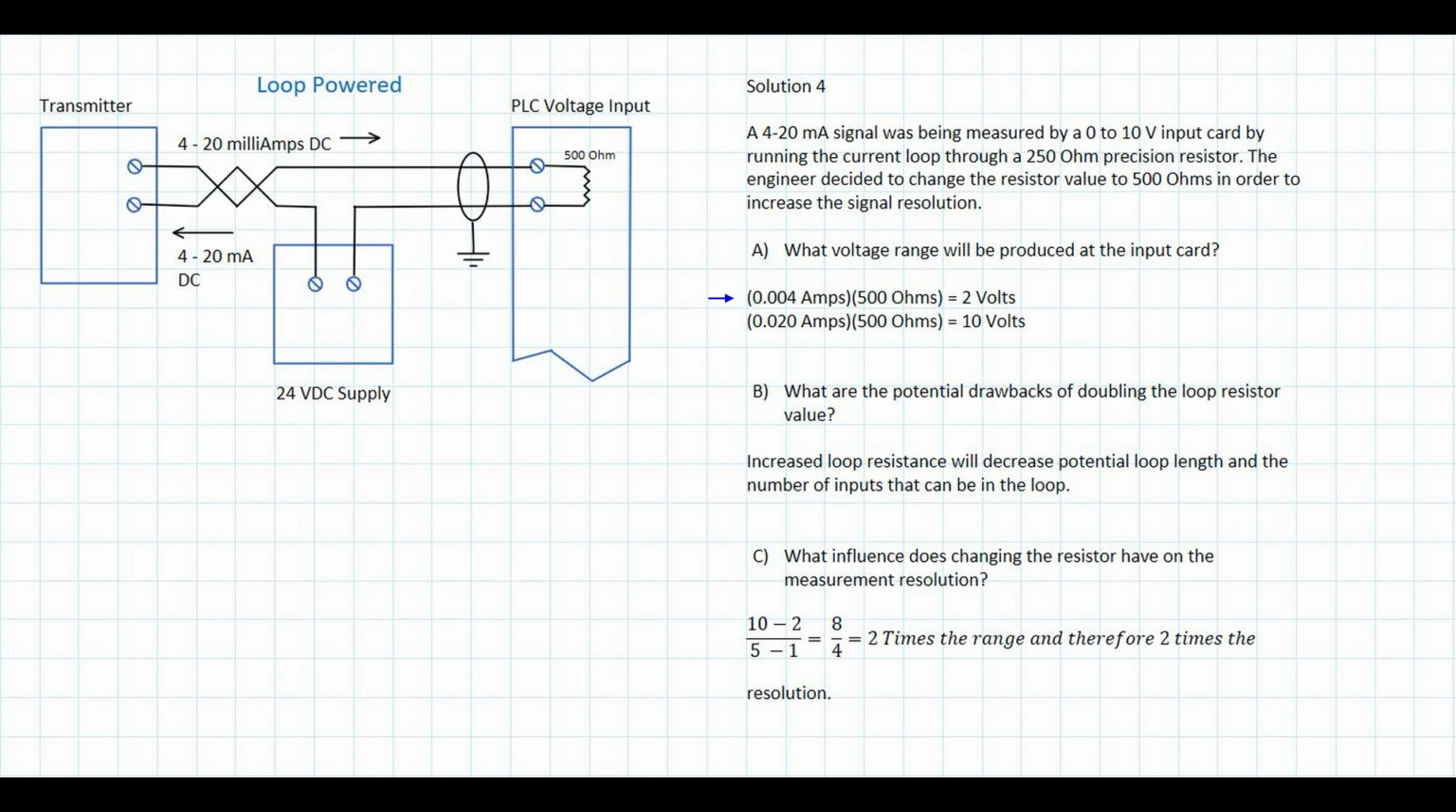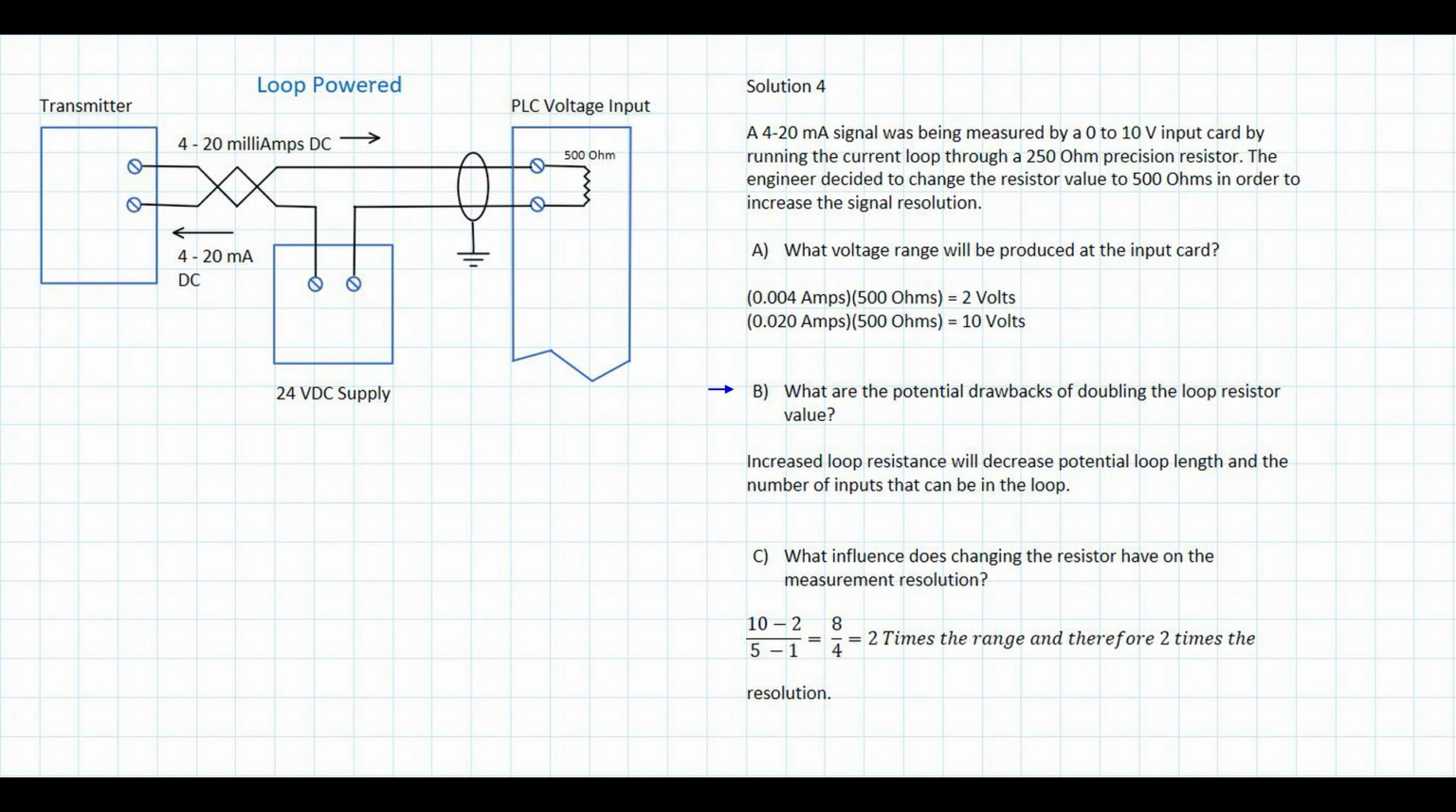So we multiply 4 milliamps times the 500 ohms to get 2 volts, and we multiply 20 milliamps by the 500 ohms to get 10 volts. That gives us a range of 2 to 10 volts to represent our 4 to 20 milliamp signal. It would be important here to make sure that this 500 ohm resistor is also a precision resistor. Any error from the tolerance in the resistor could push the upper end beyond the 10 volts that we're set up to be able to measure.